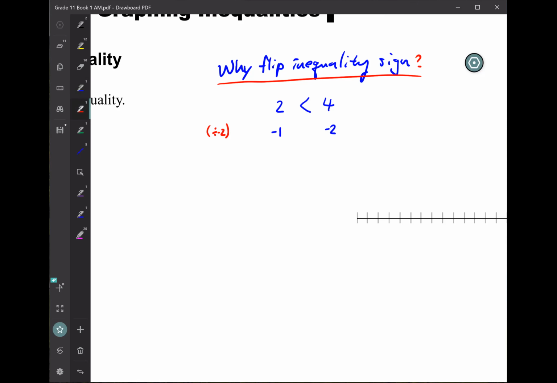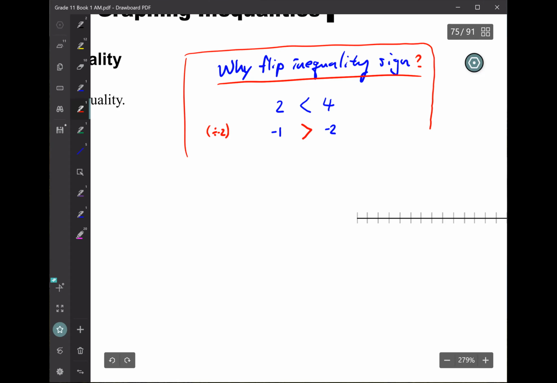Sorry, -1 should be bigger, right? Because the more negative, the smaller the value. It's like you are owing money, right? You owe someone $2 compared to owing someone $1. With $2 owed you have less money. So -2 should be less. So that's why you need to do the flipping. When you divide by a negative sign, what used to be big becomes small, and what used to be small becomes big. So that's why. Pretty easy, okay?